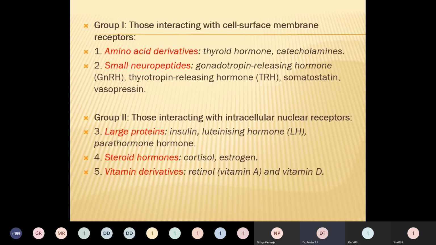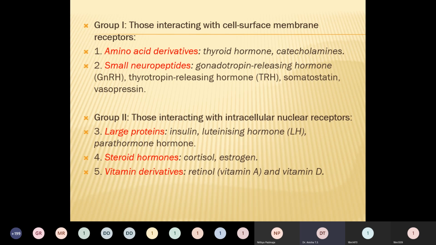Okay, so I told you there are many groups. Group 1 has amino acid derivatives and small neuropeptides. This group belongs to the cell surface membrane receptors. So the major hormones which depend on receptors present on the cell surface are the thyroid hormones, catecholamines, then gonadotrophin releasing hormone, thyrotrophin releasing hormone, somatostatin, vasopressin, etc. So these are the hormones which act based on the receptors present on the cell surface.